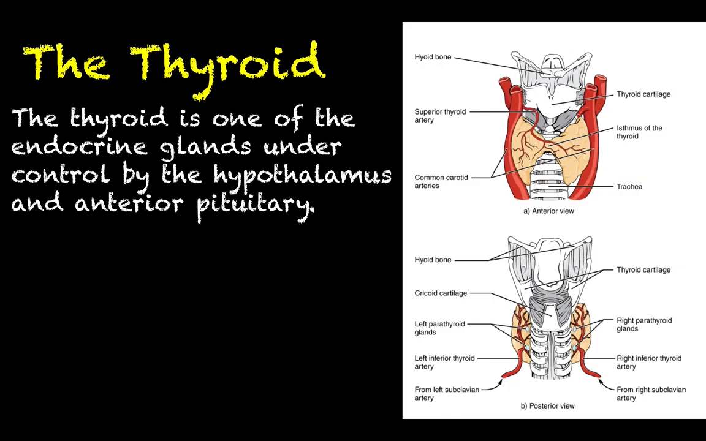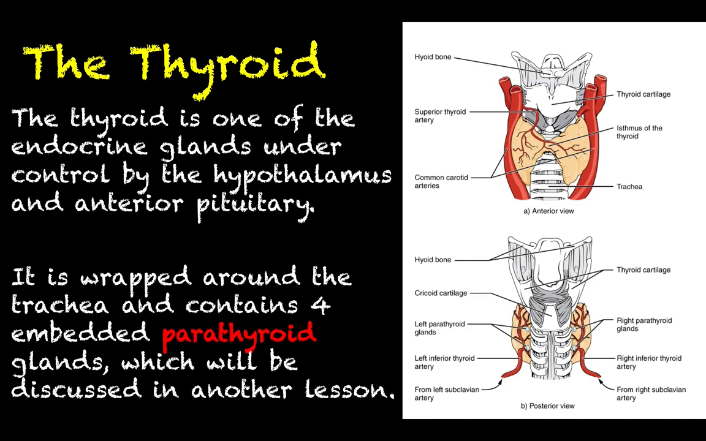In this video we are going to talk about the thyroid and its hormones. So the thyroid is one of the endocrine glands that we mentioned before that is under direct control by the hypothalamus and the anterior pituitary, the other ones being the adrenal cortex and the gonads.